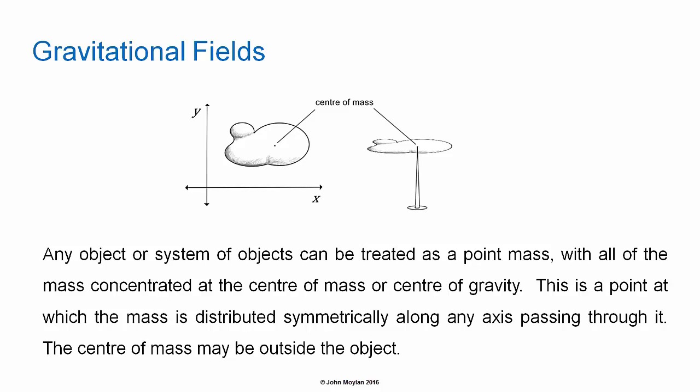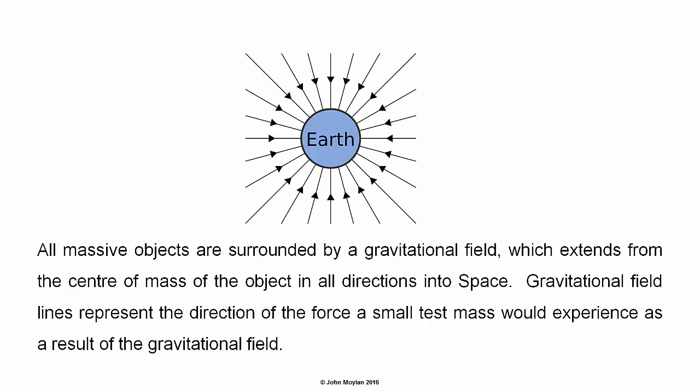Gravitational fields. Any object or system of objects can be treated as a point mass with all of the mass concentrated at the center of mass, also called the center of gravity. This is the point at which the mass is distributed symmetrically along any axis passing through it. The center of mass can be outside the object for irregularly shaped objects.